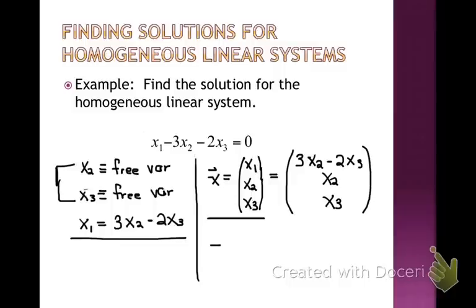Now we're going to rewrite this by separating it into two different vectors. So we have 3x2 minus 2x3. For the second entry, notice that x2 is by itself, so we have x2 plus 0x3. And lastly, we have 0, because there's no x2 in the third row, plus x3.